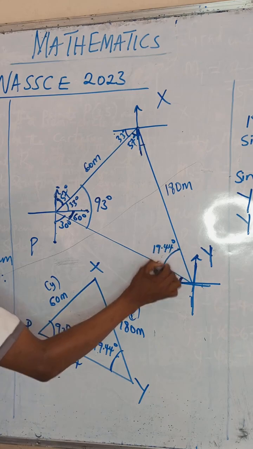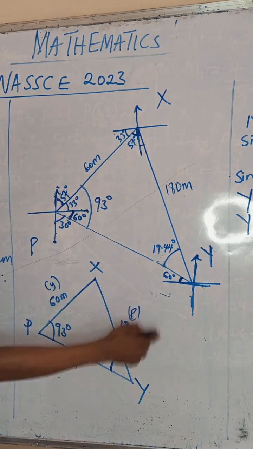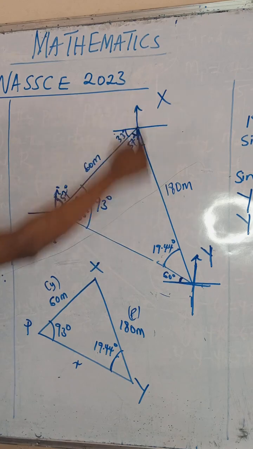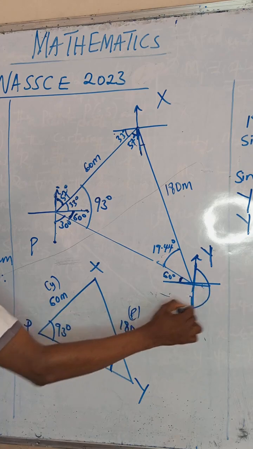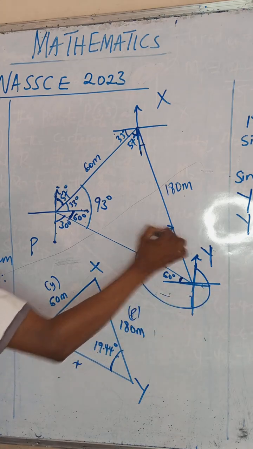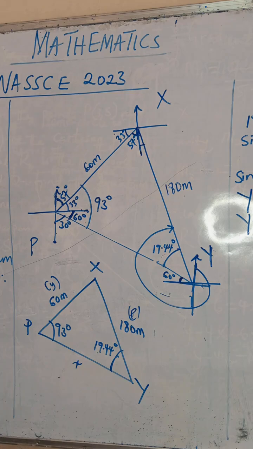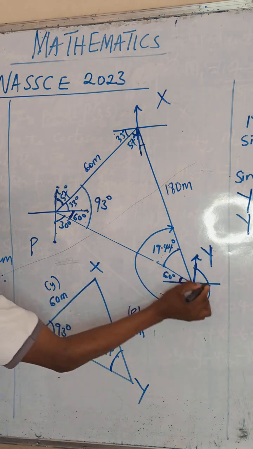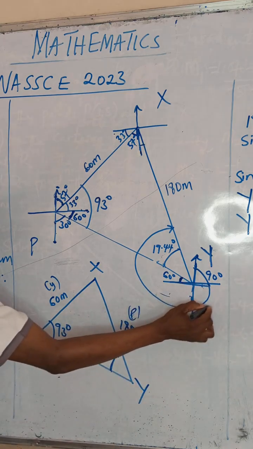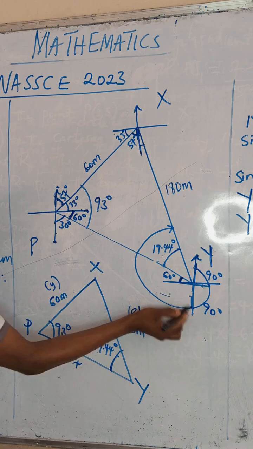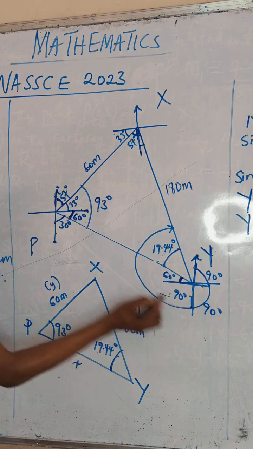So the bearing of x from y means that there's a line joining y and x together. So I will start my reading from the north pole till I get to that line joining them. That is the bearing they asked me to find. Of course, we know that from here to here is a complete 90. From here to here is another complete 90. From here to here, another complete 90.